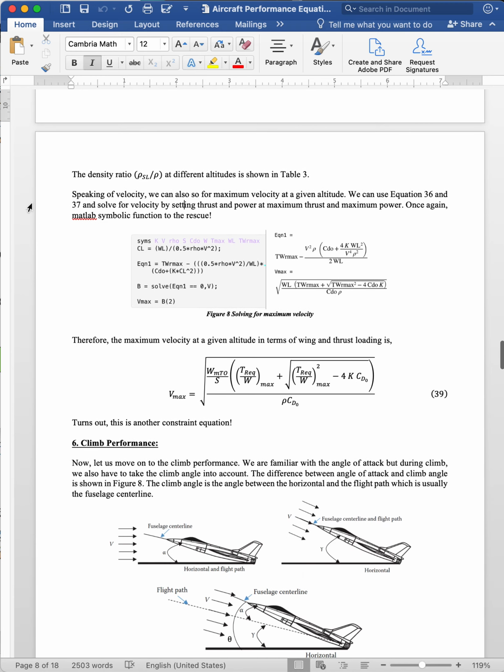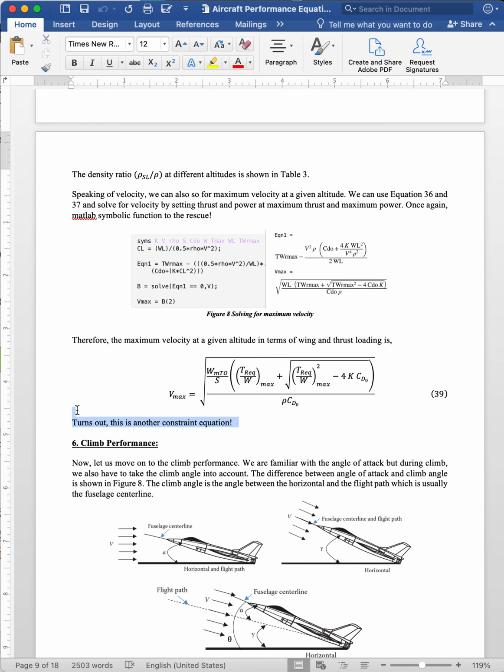So again, you have the velocity, you have the maximum velocity at a given altitude in terms of thrust loading. So this, again, is also a very important equation, right? Say, for example, you're designing an airplane that should be able to fly at a max speed of this. Well, how do you know that? That's where this equation comes in.